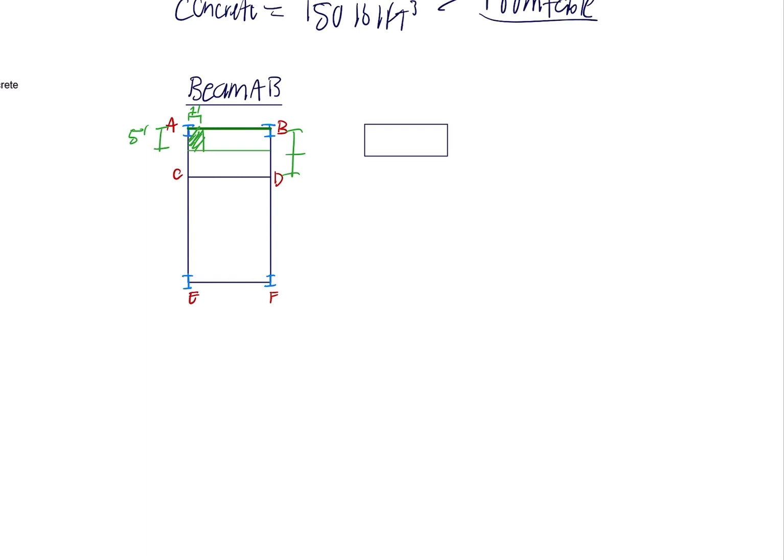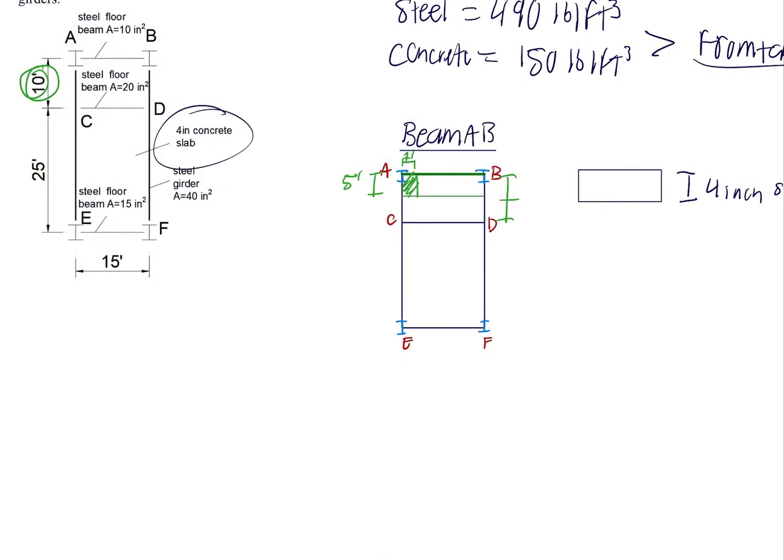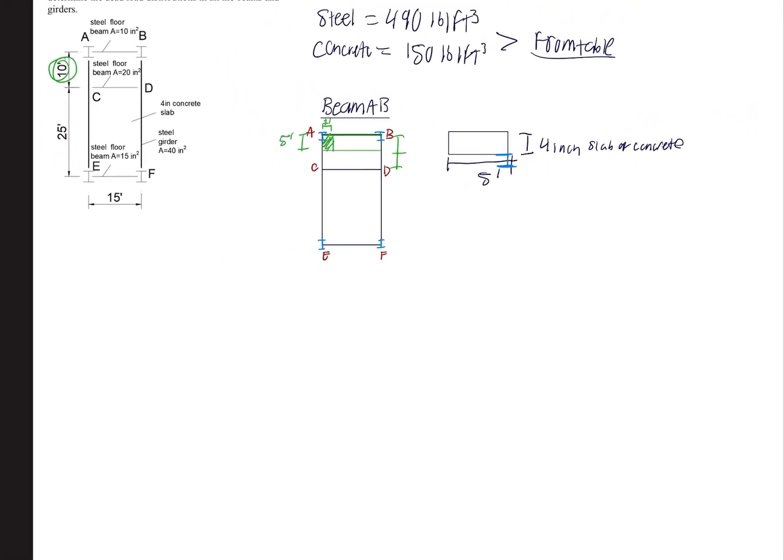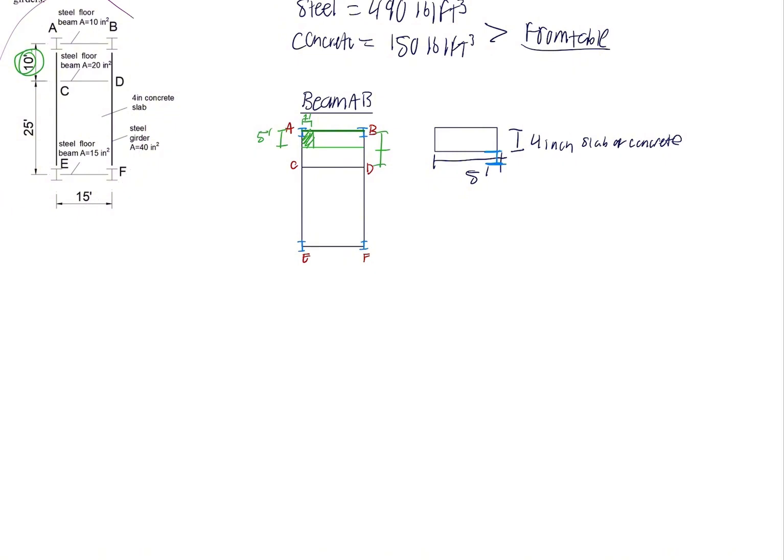So right now I'm drawing a cross-sectional view of the slab of concrete. This will be the 4-inch slab of concrete. It can be seen in this image. This length will be the 5 feet, and we will draw in the steel beam, which will be in this corner right here. From this image, we will take that the steel floor beam A is equal to 10 inches squared.